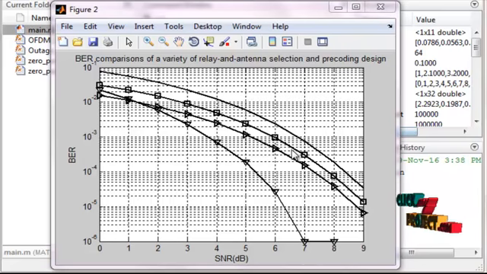So there is a variety of relay antennas, up to N relay antennas, and the precoding design goes up to 3, so there is a different number of precoding designs. So this is one type of precoding, and this is one, and this one, and this one. So these are the variety of relay antenna and selection of the precoding design.